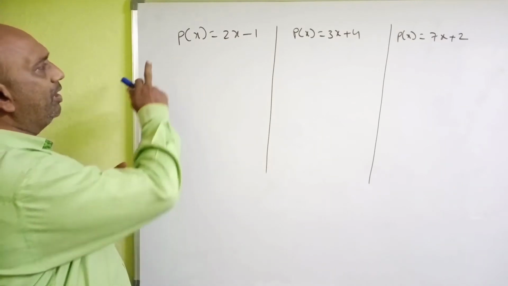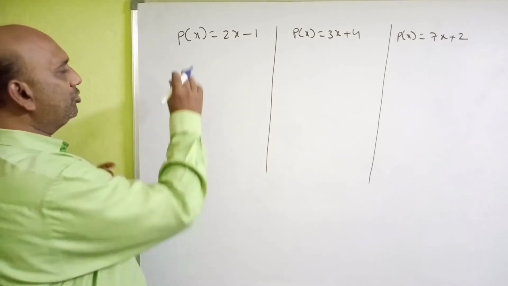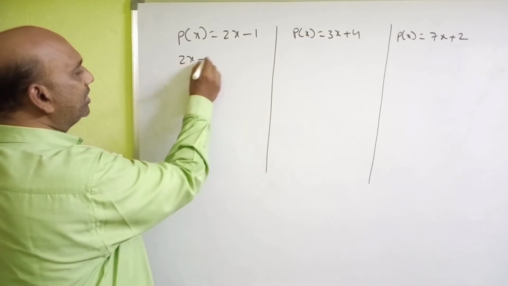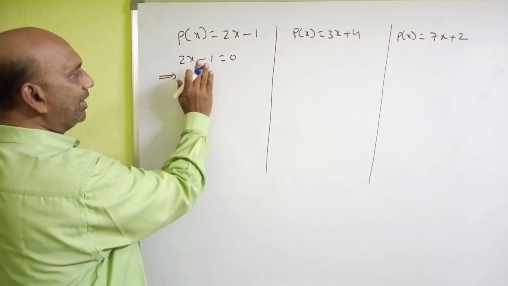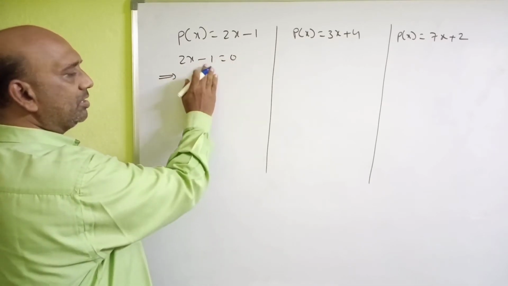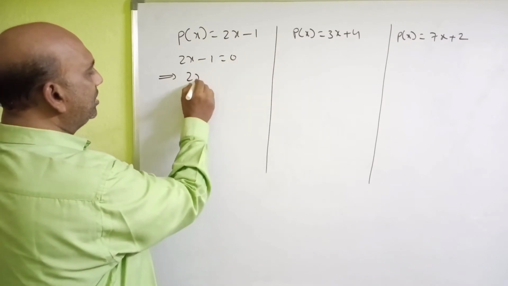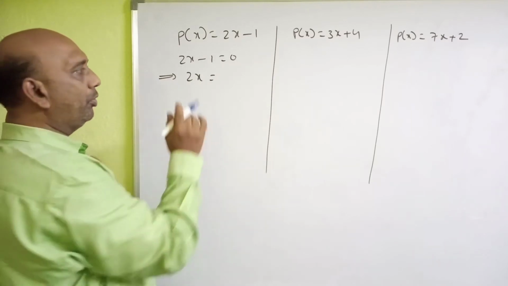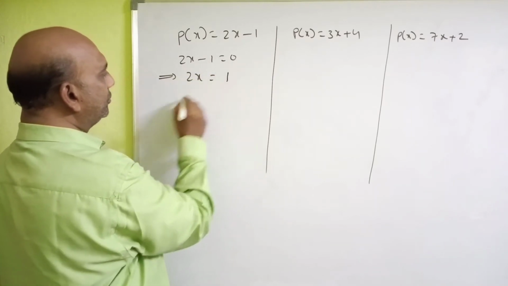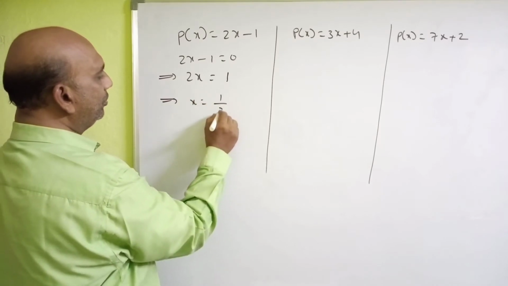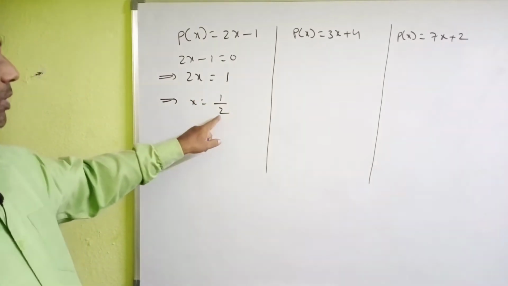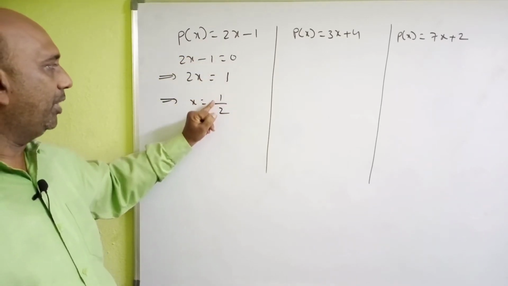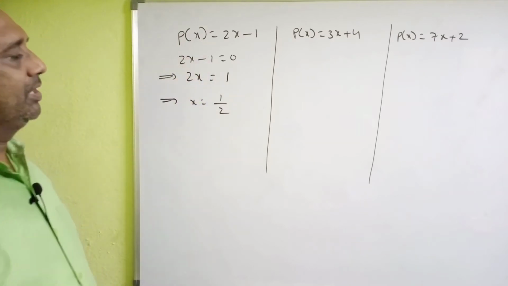Take this polynomial p of x is equal to 2x minus 1. To find the zero of this polynomial, take 2x minus 1 equal to 0. This implies transpose this constant, minus 1, to the RHS. That means 2x is equal to minus 1. If you transpose a negative value to the RHS, then it becomes positive. So, minus 1 becomes positive. This implies x is equal to 1 by 2. So, at x is equal to 1 by 2, the value of this polynomial becomes 0. That's why 1 by 2 is the zero of this polynomial.